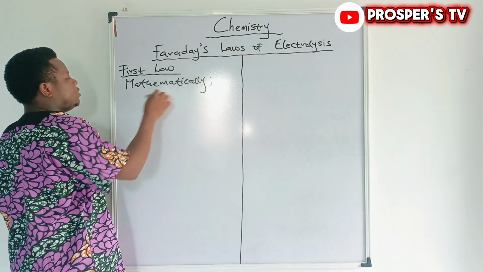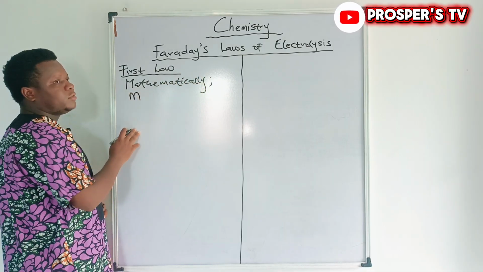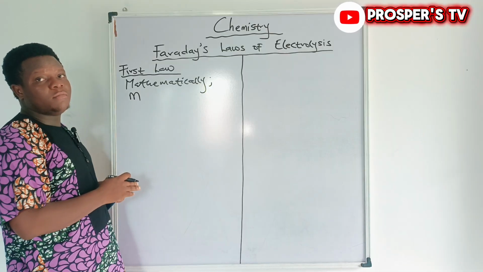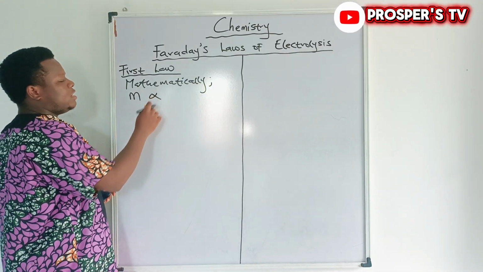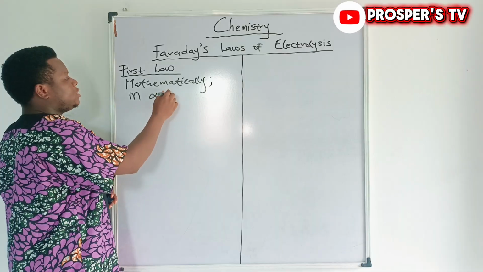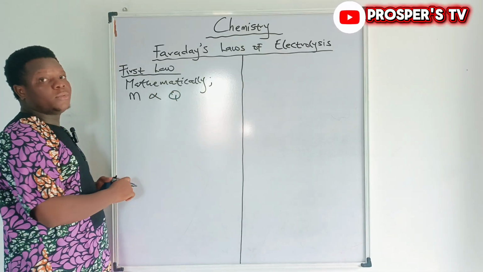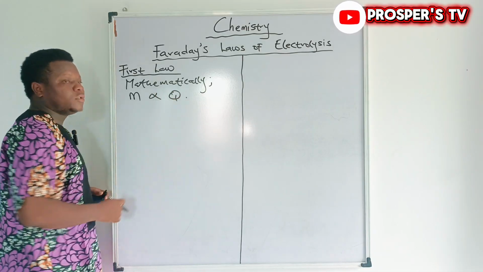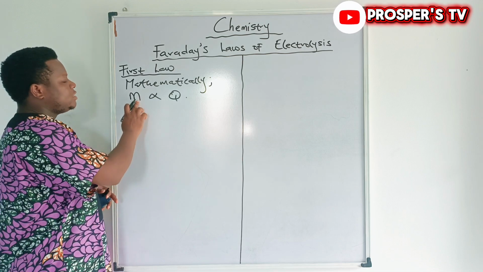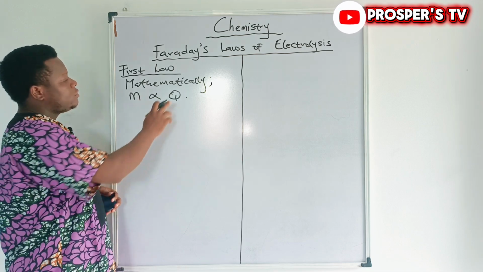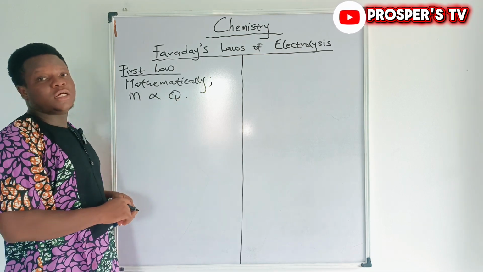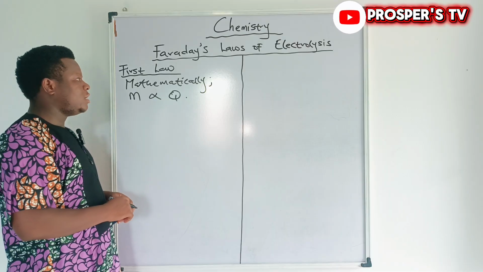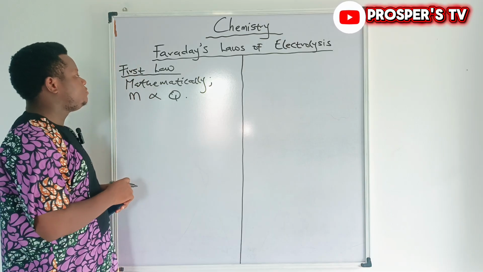Faraday is telling us that what determines the mass that will be deposited for any element during electrolysis, the mass of the element deposited, will be directly proportional to the quantity of electricity being supplied. So M represents the mass of the element deposited, Q represents the quantity of electricity that is passing through the electrolyte from the external circuit.